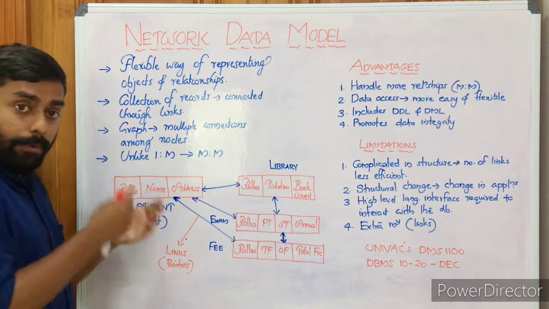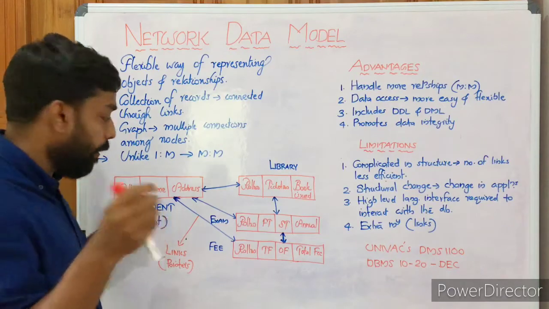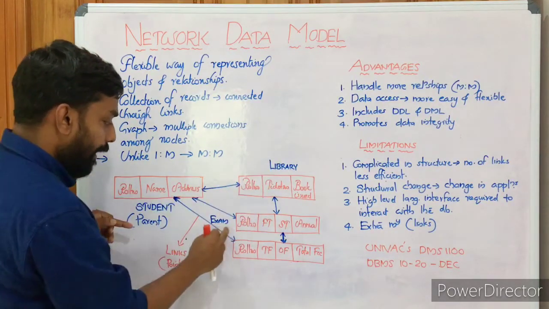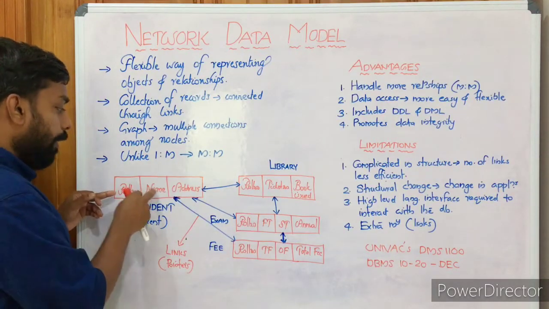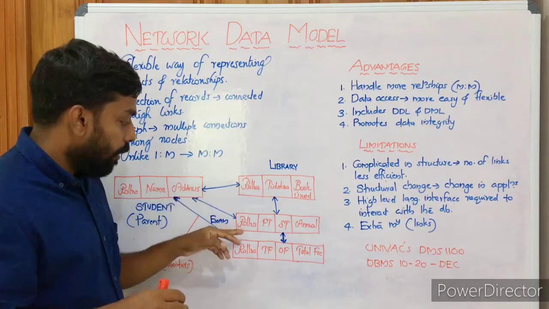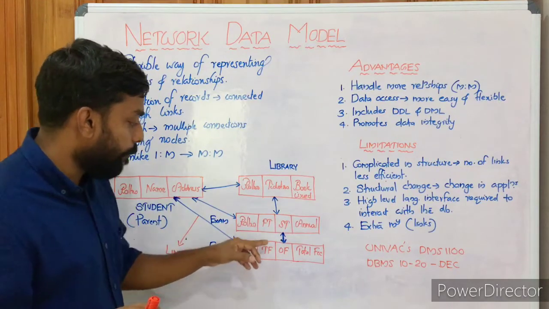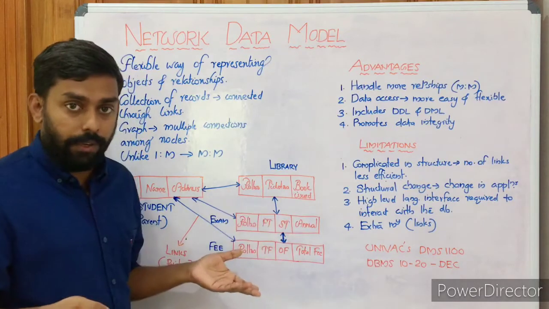We have the same records that we have seen in the case of the hierarchical data model. Here we have student as a parent, and library, exam and fee. It's the same records. In student we have roll number, name and address as fields, and in library we have roll number, ticket number and book issued. Then in exam, roll number, first term, second term and annual. Then fee, roll number, tuition fee, other fees and total fee as fields.